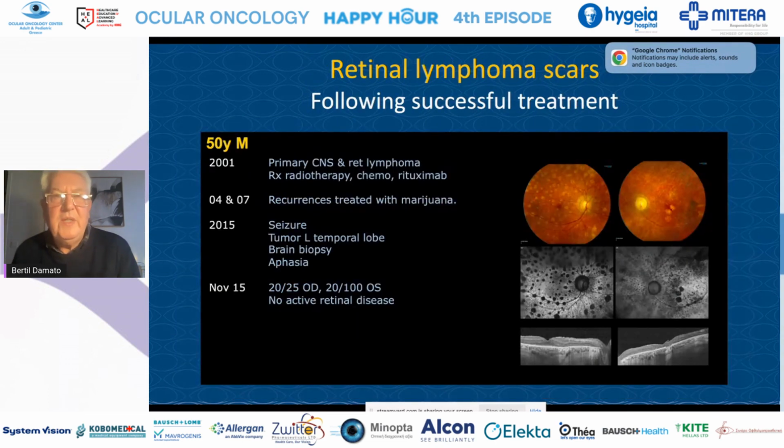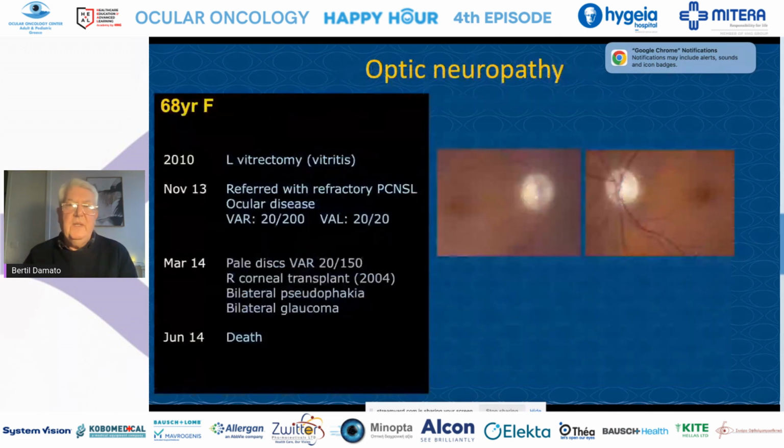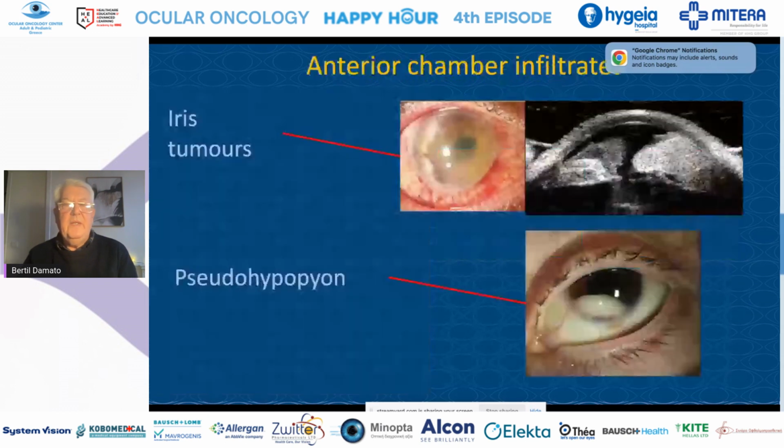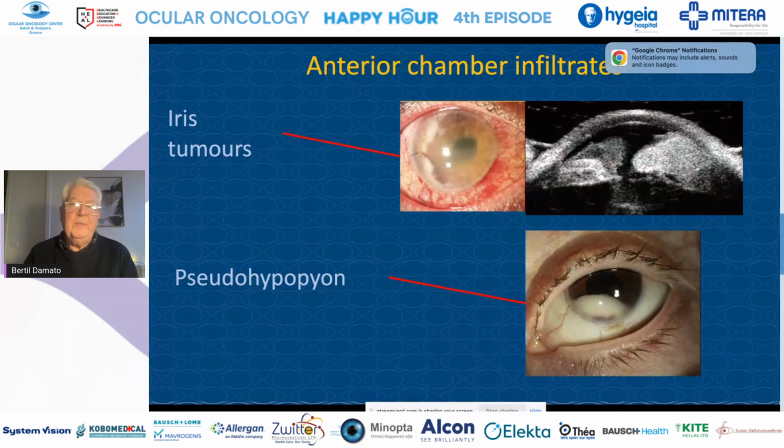And after successful treatment, you get these retinal pigment epithelial scars, areas of RPE atrophy. And these are non-autofluorescent because there's no RPE and there's no lipofuscin, so they're totally black on autofluorescence. And you can see the gaps in the RPE on OCT. And here's a patient with optic neuropathy, you get optic disc pallor, severe visual loss. And then these infiltrates can spread to the anterior chamber to cause pearly lesions and a pseudo-hypopyon.